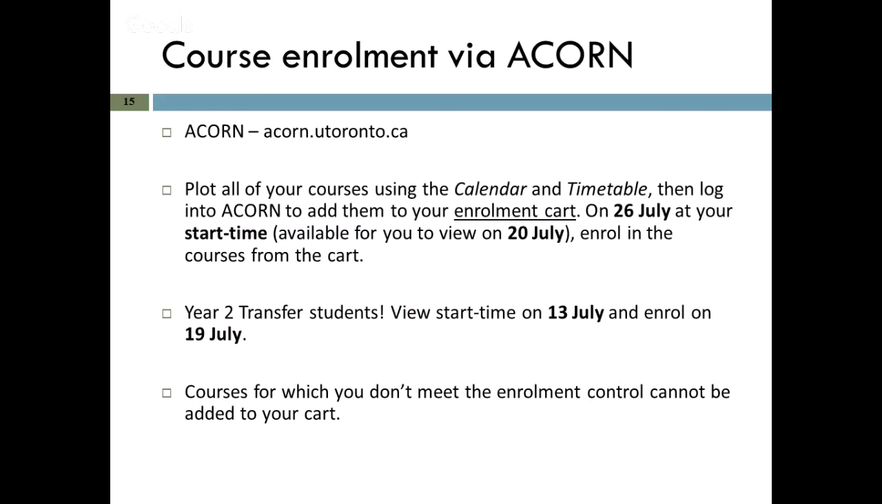Okay. So plan all your courses using the Arts and Science calendar and the timetable. Be ready to go on July 26th. If you can put courses in your enrollment cart beforehand, that would be great. It just makes things so much easier on the 26th to just hit enroll and then move on to the next one. If you've put a course in your enrollment cart, and by the time you have access to it on July 26th, the course is full, then Acorn is actually clever enough to tell you right away and will highlight for you which other sections of the course don't conflict with the other courses you've enrolled in.